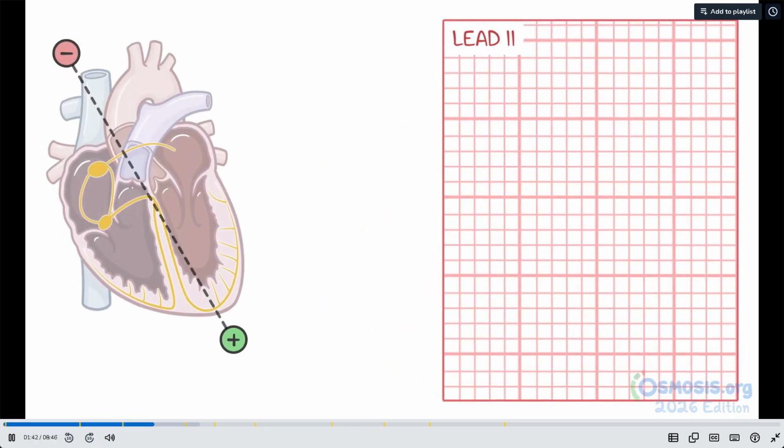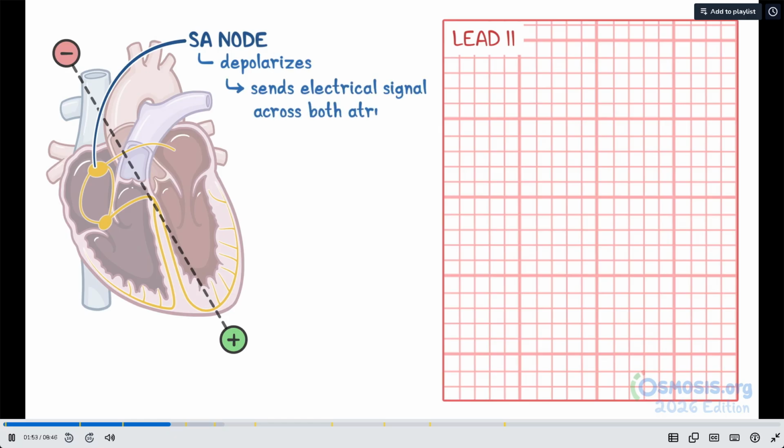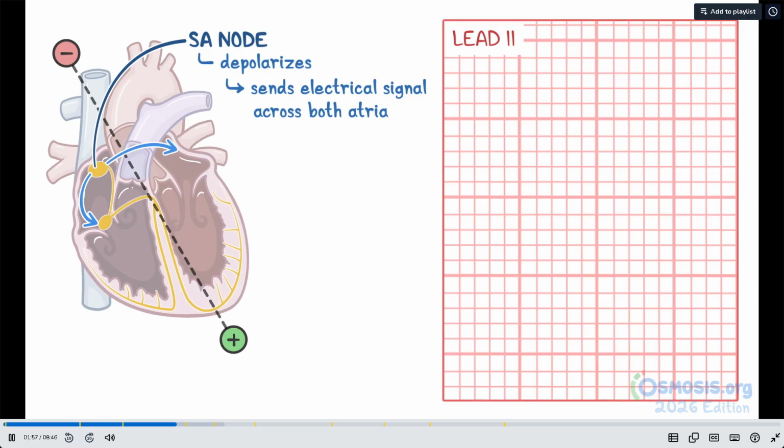Normally, the heart's natural pacemaker, called the sinoatrial or SA node, initiates each heartbeat. The SA node spontaneously depolarizes, sending an electrical signal across both atria. First, the right atrium depolarizes, then the left atrium follows. On the ECG, this atrial depolarization shows up as a positive deflection, known as the P wave. Normally, the P wave is less than 0.12 seconds wide and less than 2.5 millimeters tall.